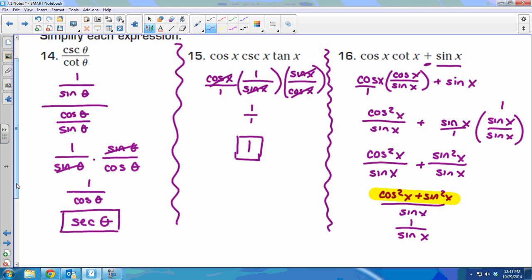Wait, if you're adding them, wouldn't the denominator be 2 sine x? When you're adding fractions, you don't add the denominators, so you get 1 on top. Right, because cosine squared x plus sine squared x equals 1. It's on your identity sheet, so I'm just substituting it in, because they're equal to each other. So then 1 over sine x is cosecant x.